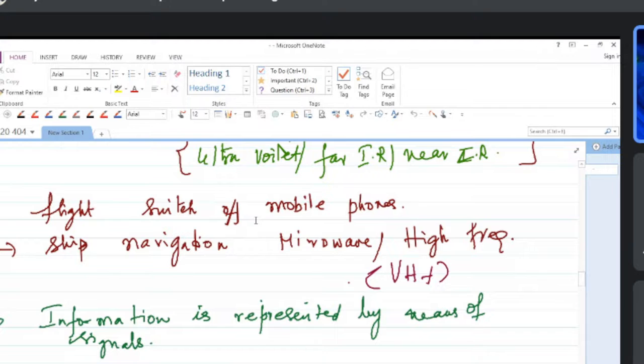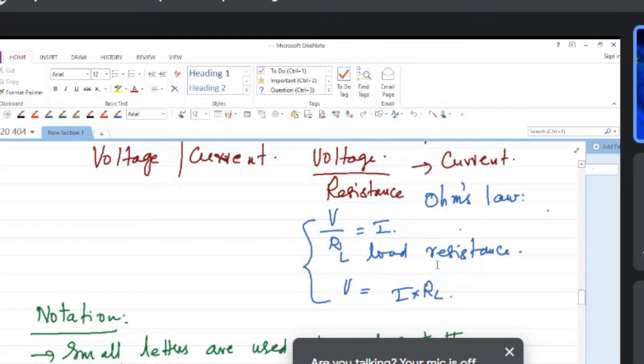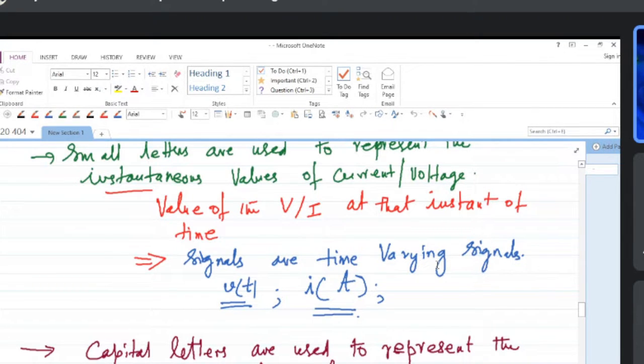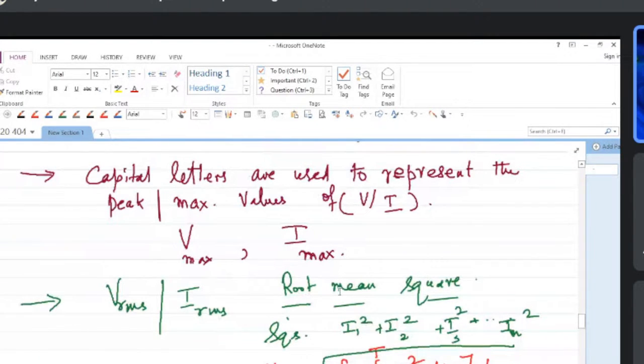And then of course the information is represented by a sinusoidal wave, and you represent the signal with respect to either voltage or current. The notation is that signals which are time varying are represented by a small or lowercase letter, and the uppercase, capital letters are used to represent the maximum voltage or current. We've just defined the maximum voltage, maximum current, root mean square values, and so on. And we've seen how to represent a given signal using this particular graph.